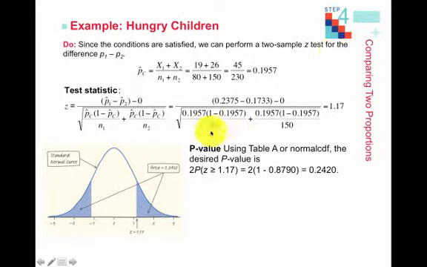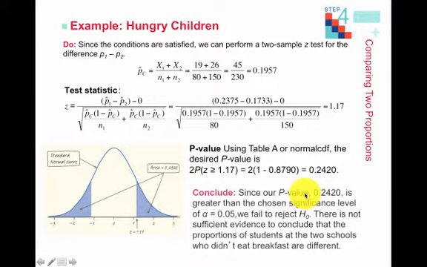It is 0.2420. Well, that's what our final would be. But 1 minus 0.8790, that's what we get when we look it up. And our p-value is 0.2420. And since our p-value is greater than the chosen significance level, we fail to reject the null hypothesis, and there is not sufficient evidence to conclude that the proportions of students at the two schools who didn't eat breakfast are different. Huzzah!